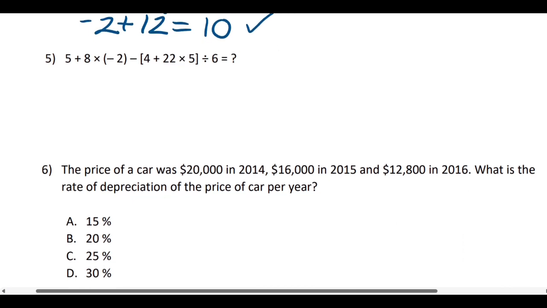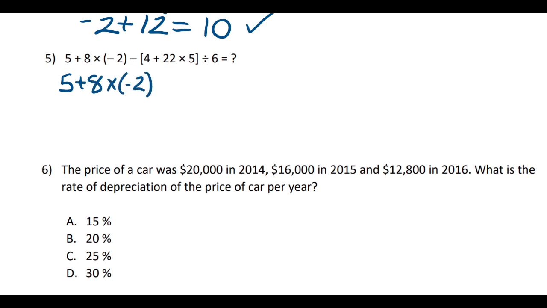For number 5, we have to simplify the expression 5 plus 8 times negative 2 minus 4 plus 22 times 5 divided by 6. First, we're going to deal with what's inside of the parentheses. And within the parentheses, we have to follow PEMDAS. So the first thing that we're going to do inside the parentheses is multiply 22 times 5.